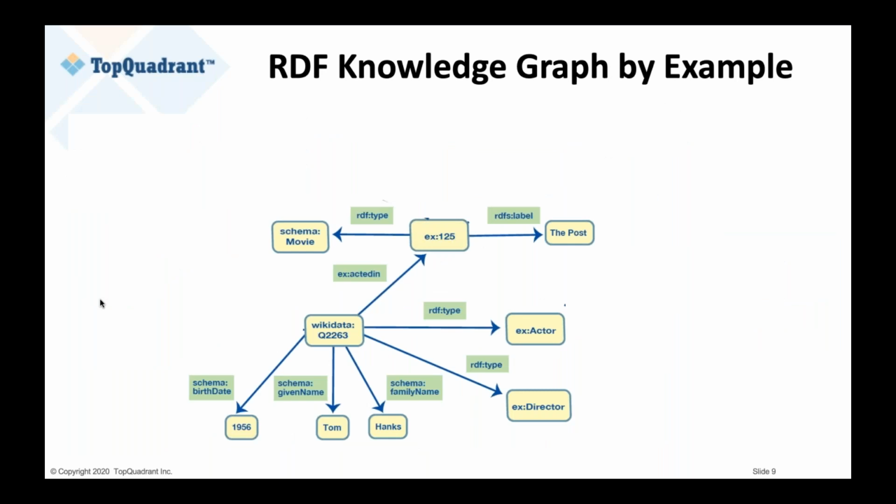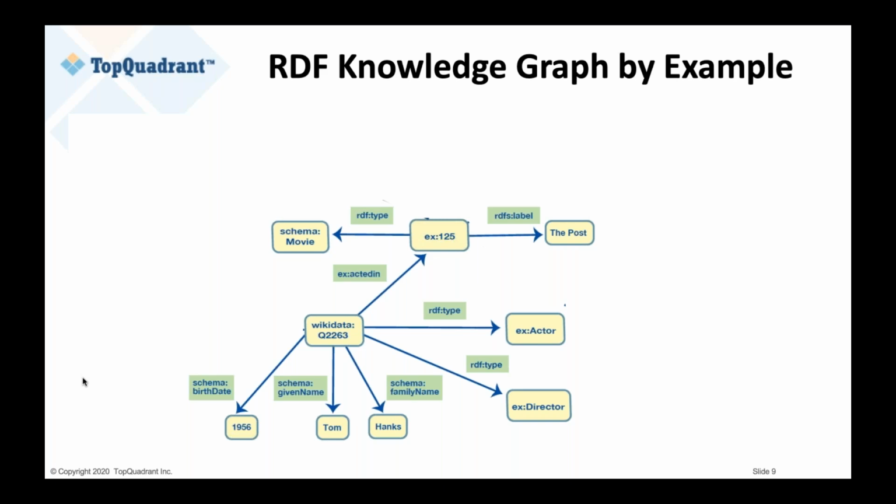So essentially, we're starting with the same segment of the graph. Again, we have Tom Hanks, and that's a node at the center. We see the birth date, a given name, and a family name, and we see that he is an actor and a director, and he's acted in a movie, The Post.